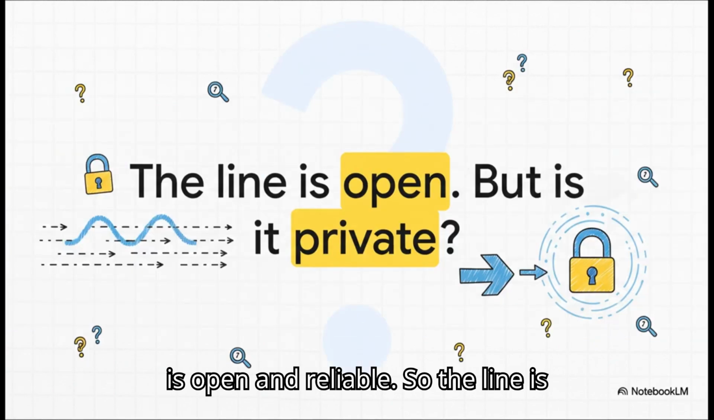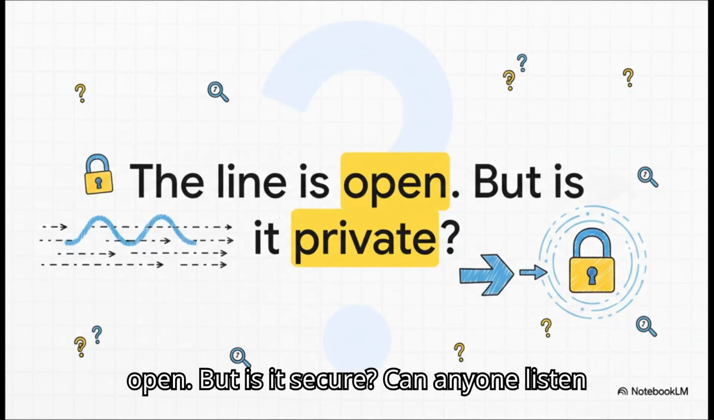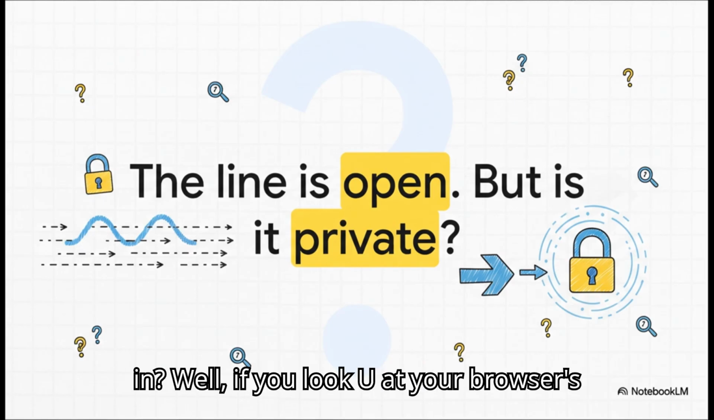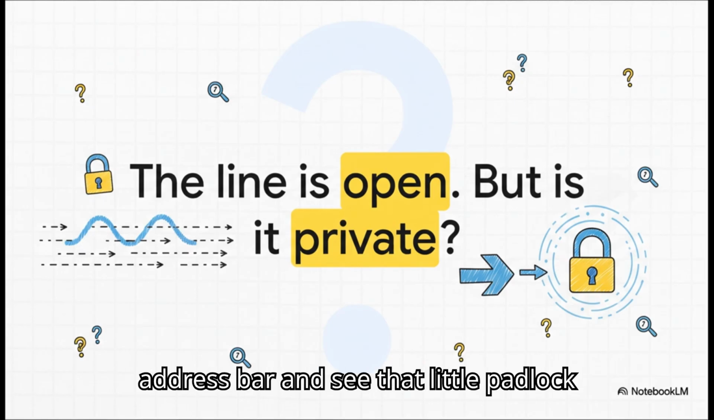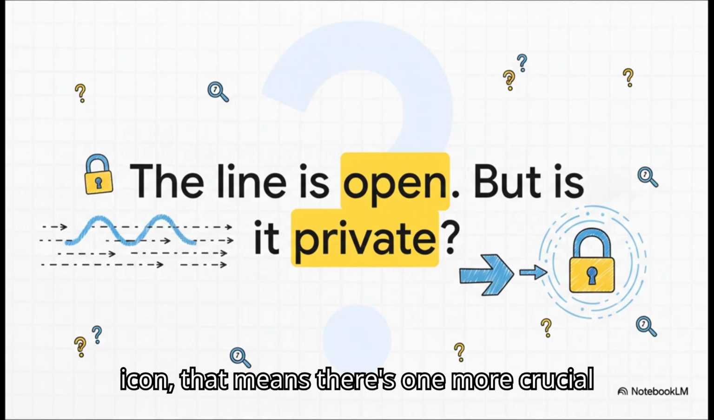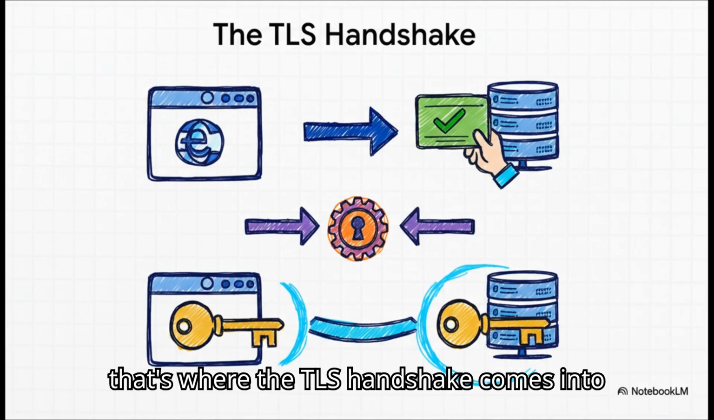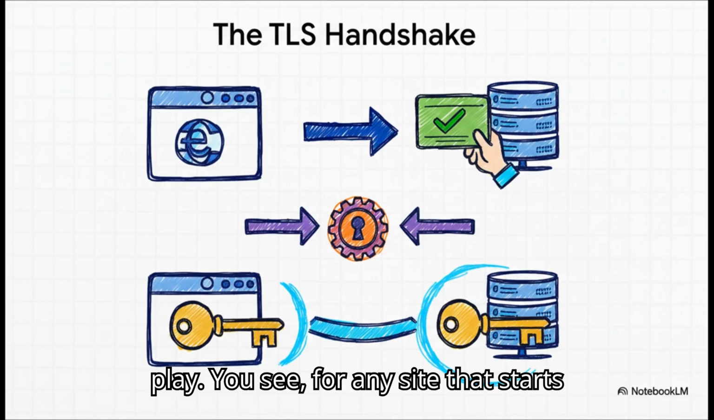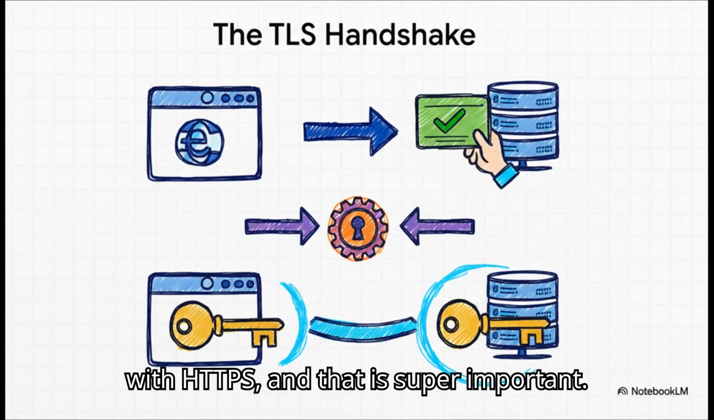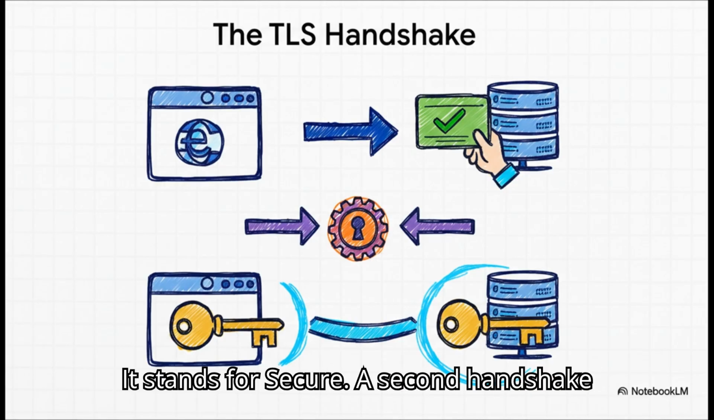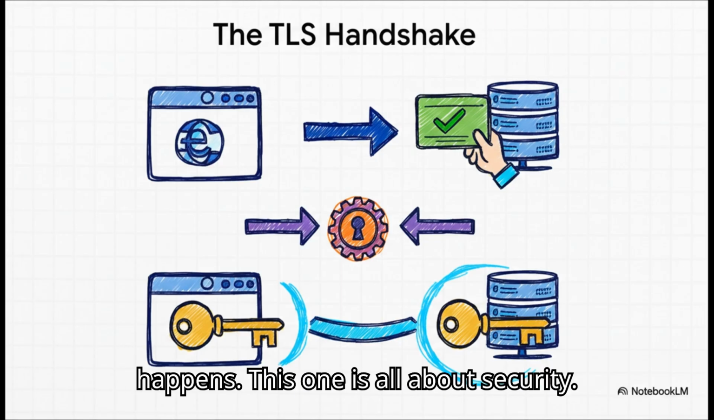So the line is open, but is it secure? Can anyone listen in? Well, if you look up at your browser's address bar and see that little padlock icon, that means there's one more crucial step happening behind the scenes to make sure the conversation stays private. And that's where the TLS handshake comes into play. You see, for any site that starts with HTTPS, and that S is super important, it stands for secure, a second handshake happens.